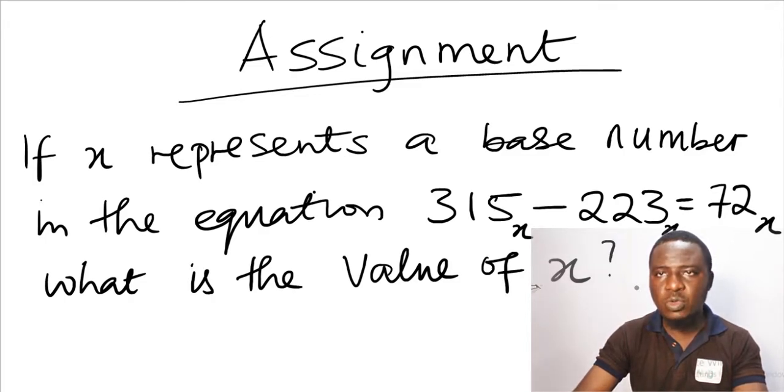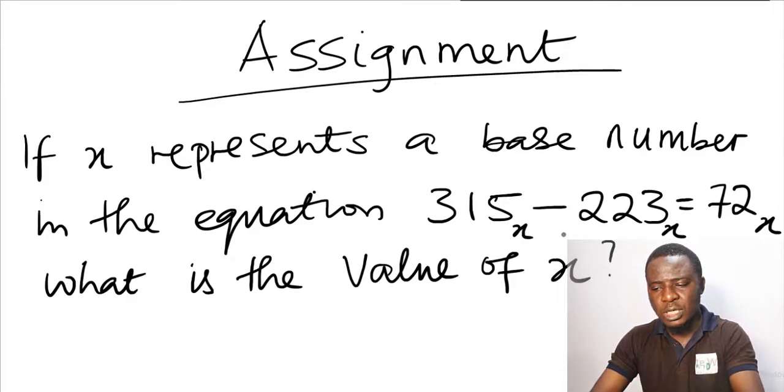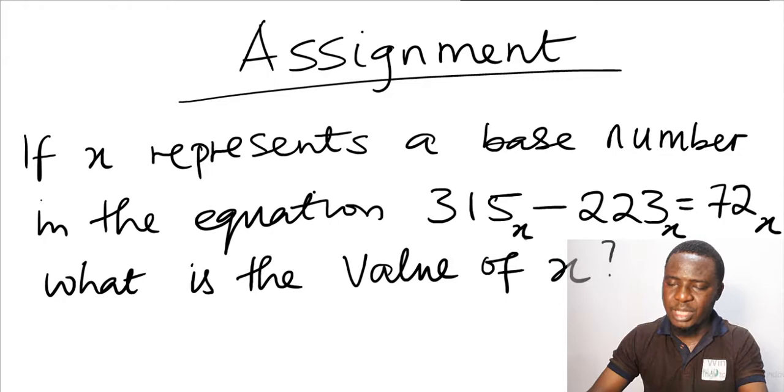All you are expected to do is to follow the steps I took in converting each of the numbers to base 10 by using the expanded form and collecting like terms. That gives you a quadratic equation which you can solve either by the formula method, factorization method, completing the square method, or graphically to get your values of x. It's going to give you two roots, of which the positive root is said to be the base.